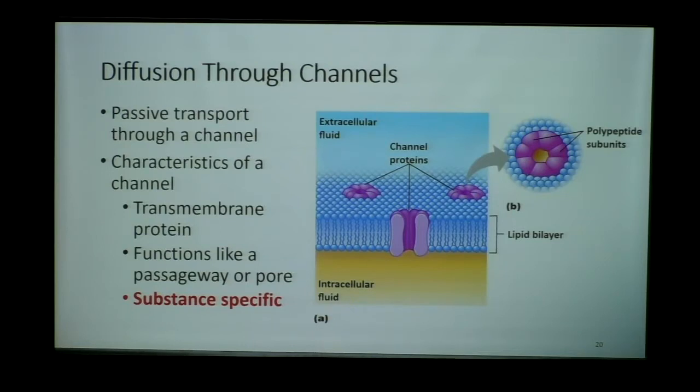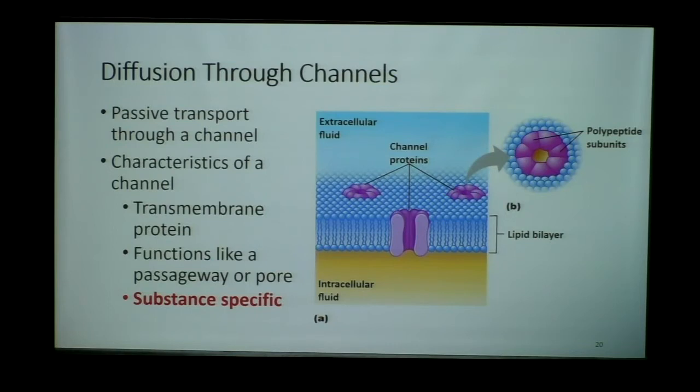That quaternary or tertiary structure forms itself in such a way that it looks like this channel and sits in the membrane. And again, this is permanently embedded in the membrane because it is an integral transmembrane protein. Now, these are also going to be substance specific, meaning that only certain molecules can go through these. We'll talk about the different types of channels, but also substance specific, just like we saw with transporters.